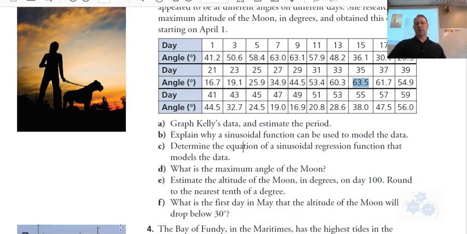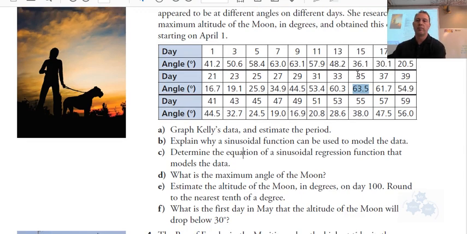And then finally, the last question, what is the first day in May that the altitude of the moon will drop below 30 degrees? Okay, so starting April 1st, this data is starting April 1st, so what is the first day in May? So how many days in April? 30. Okay, so we have to go beyond 30, so we have to look from 31 on. What's the first day in May that the altitude of the moon will drop below 30 degrees? So after day 30, we need to find out where the first point is that it drops below 30.